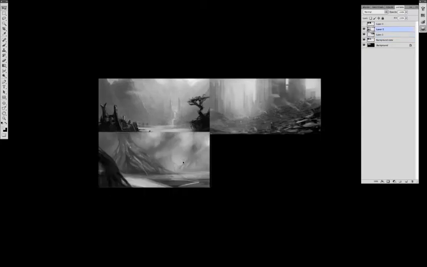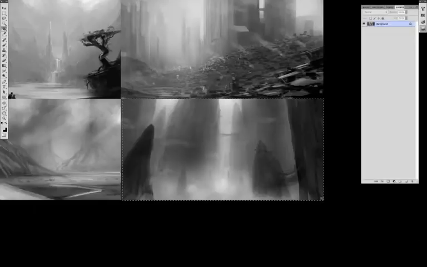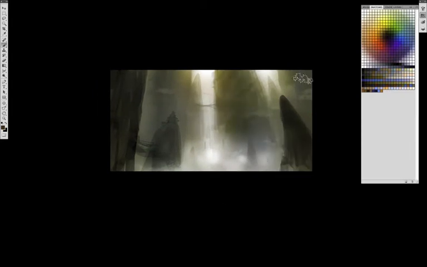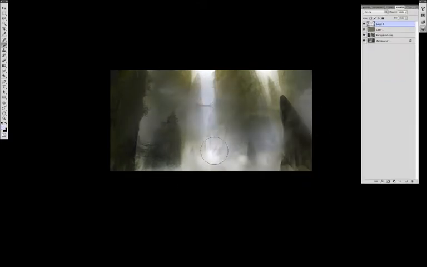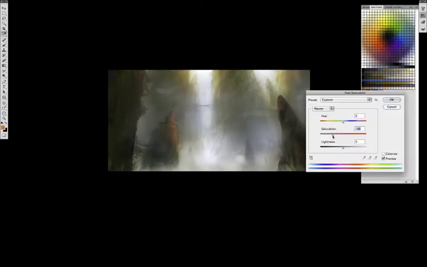And yeah, I'm just checking all the four together, and I let it rest for a day or two, and then I went back and I picked the fourth one because I've seen more potential in the fourth one. So I went back and I just started to jump into color straight. I don't really like to leave the colors to the final stage.